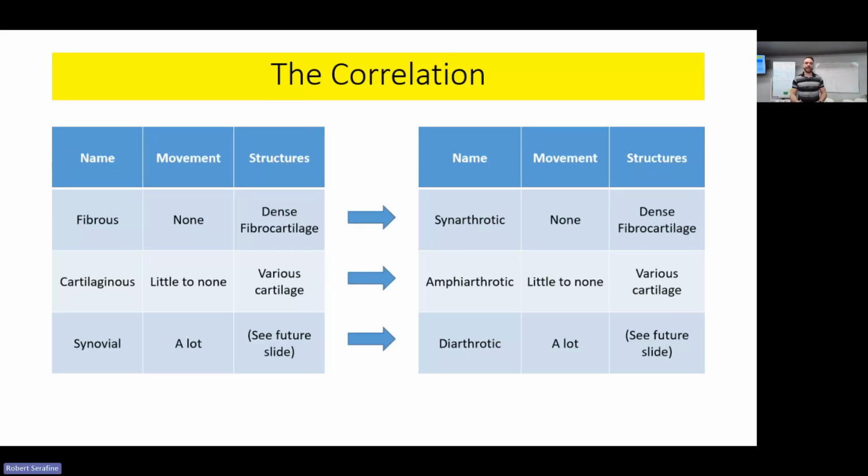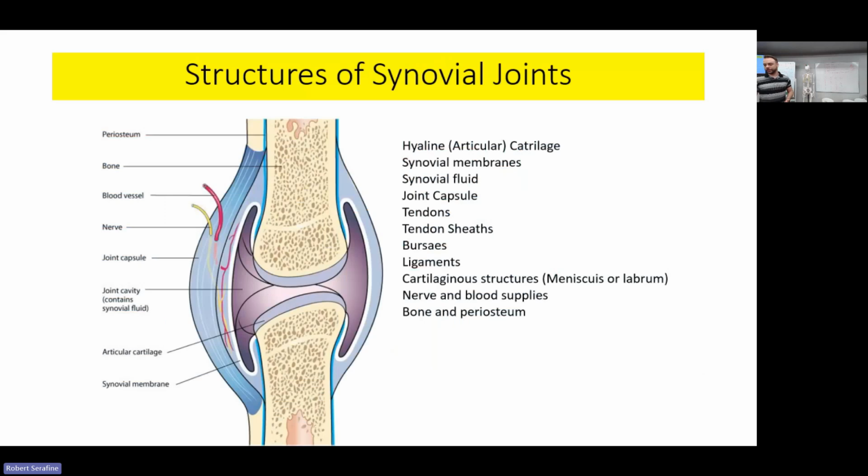So honestly, you could just get into the habit of calling them that: fibrous synarthritic joints, cartilaginous amphiarthritic joints, synovial diarthritic joints. And then it just might make it a little bit more convenient and easy for you. So let's go ahead and start cracking into these synovial joints. So first, what are the structures that we're going to find in synovial joints? Again, we're just going to be general because this is going to apply essentially almost across the board to every synovial joint, the basics of the structures.